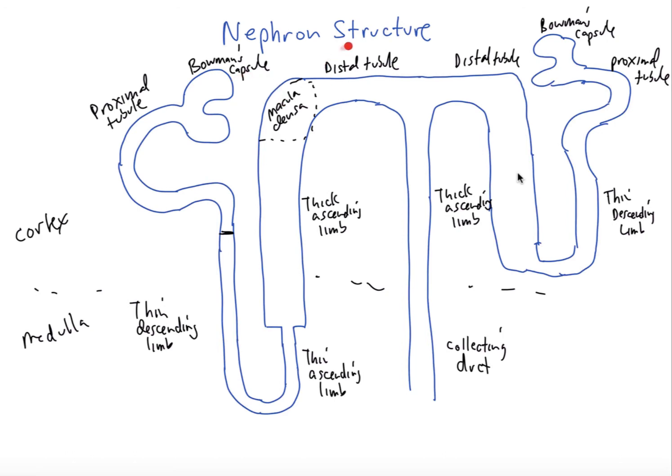Next, we have the distal tubule, sometimes called the distal convoluted tubule, and then that blends into another distal tubule of another nephron, several nephrons, and they collect their fluid, and this structure here is called the collecting duct, which eventually goes and delivers that fluid to the bladder.